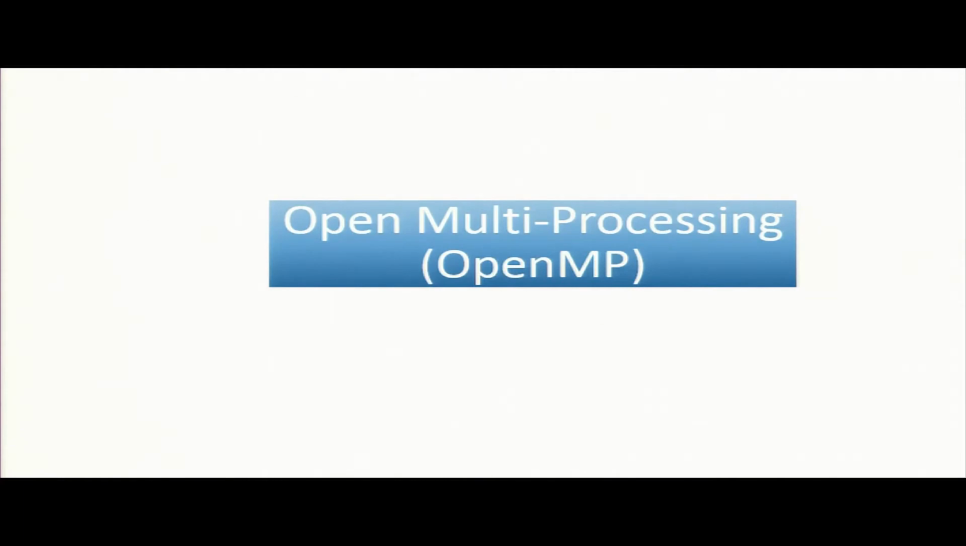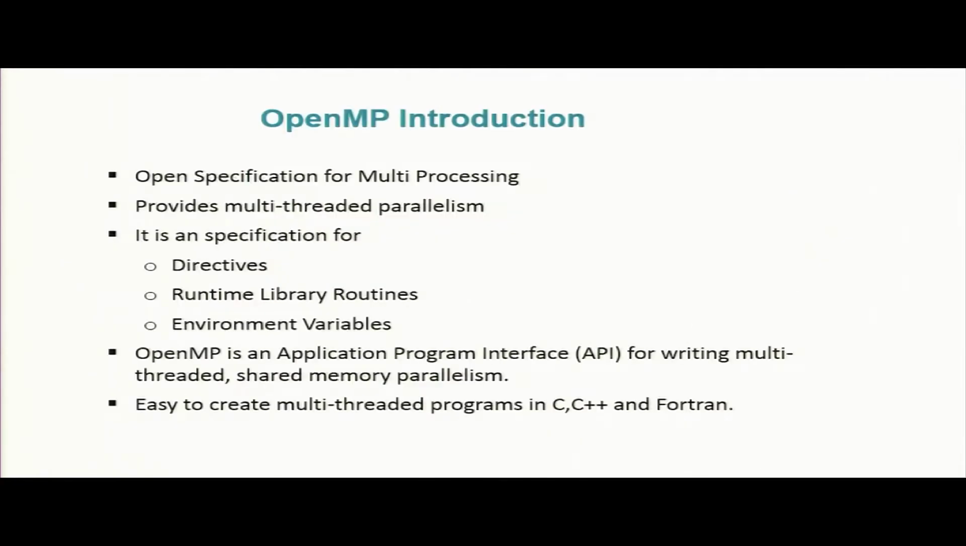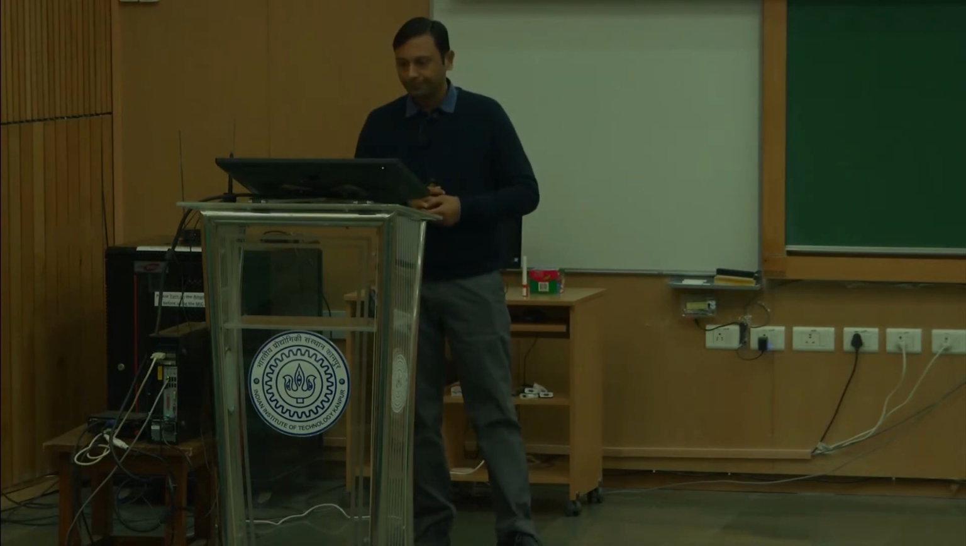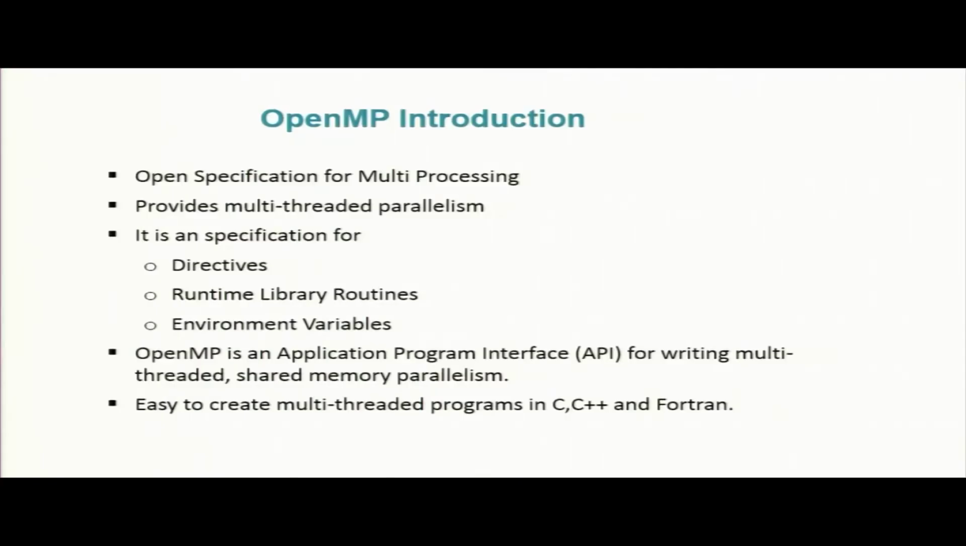Now we'll talk about OpenMP, which is an acronym for Open Multiprocessing. OpenMP is a specification for writing shared memory parallelism. It provides guidelines and specifications which any implementation must follow; there are various compiler implementations for it. They have to follow these guidelines to provide OpenMP implementation in their compilers. Then it provides multi-threaded parallelism.